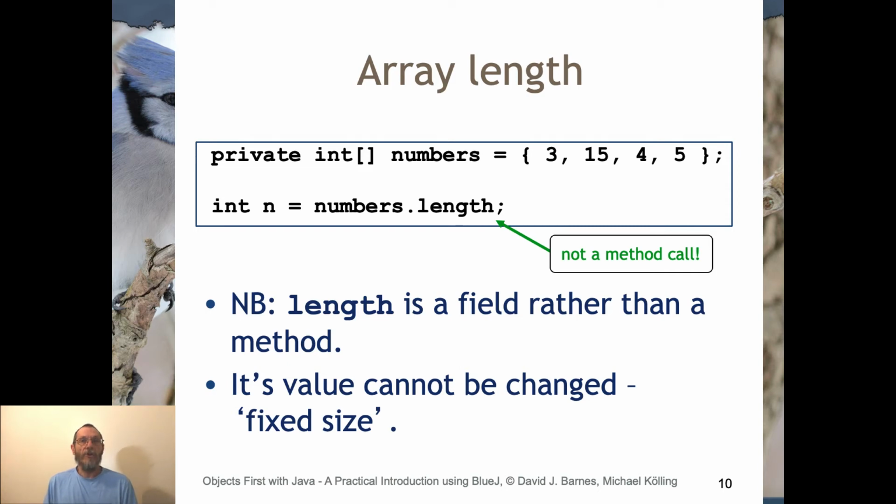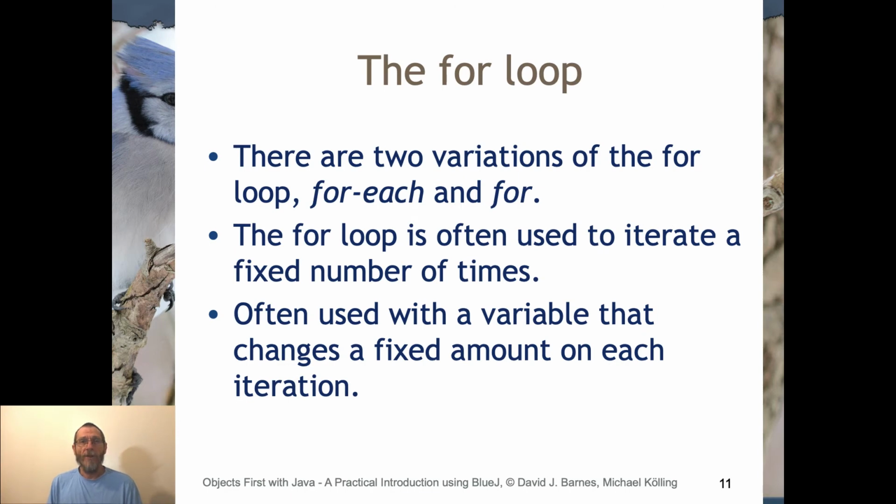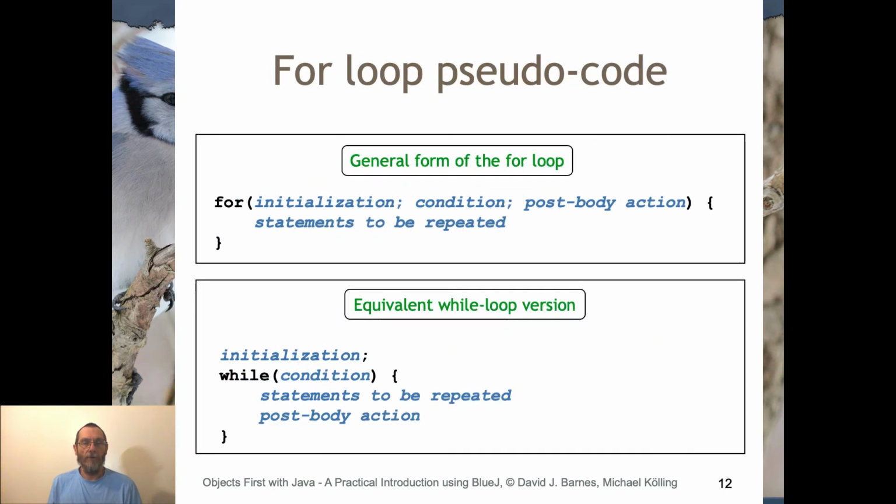I'm now going to introduce a new type of loop, and I'm introducing it at this point because this type of loop is often used very closely with arrays. We'll often see this type of loop used to iterate over a fixed size collection like an array, although it can actually be used much more widely than that. So the new type of loop is called a for loop. It's important to distinguish between the for loop that I'm introducing now and the for each loop that we've already seen. Here's what a for loop looks like in pseudocode form.